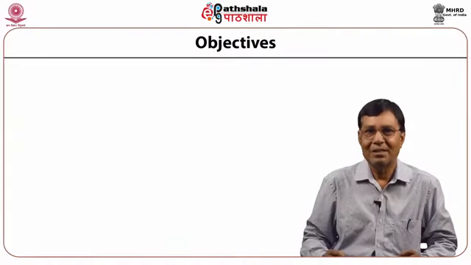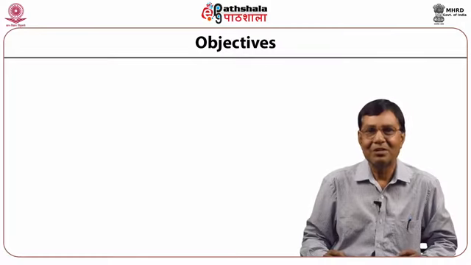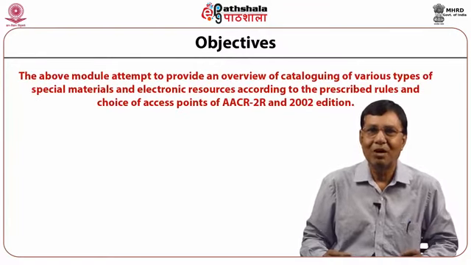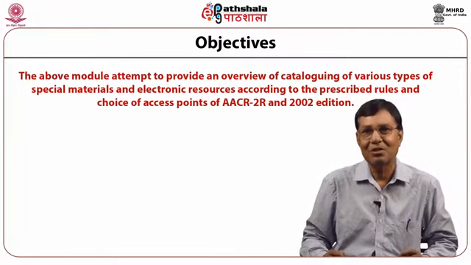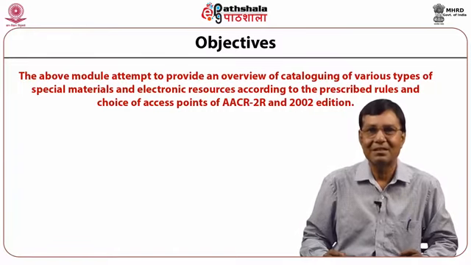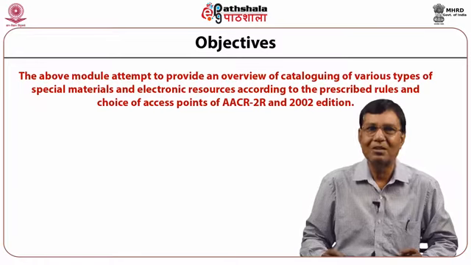So, with this background, I would like to discuss the objectives of this module. This module attempts to provide an overview of cataloging of various types of special materials and electronic resources according to the prescribed rules and choice of access points as given in AACR2 revised and 2002 edition, so that you will have a clear-cut idea about how to catalog the materials.